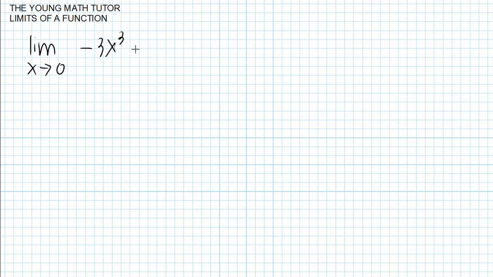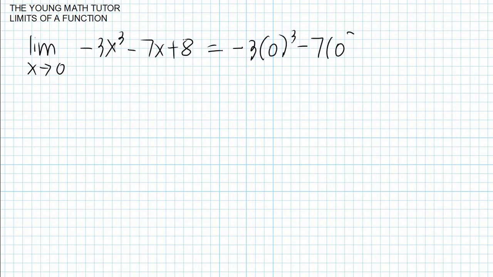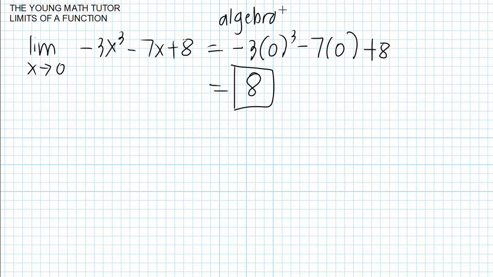If we have the limit of negative 3x cubed minus 7x plus 8 as x approaches 0, what we can do here is just replace x with 0 to get the limit. That will be negative 3 times 0 cubed minus 7 times 0 plus 8, or 8. So the limit of this function as x approaches 0 is 8. We also call these methods determining the limit algebraically because we're looking for the limits using algebra, as there are other methods like graphical and such.